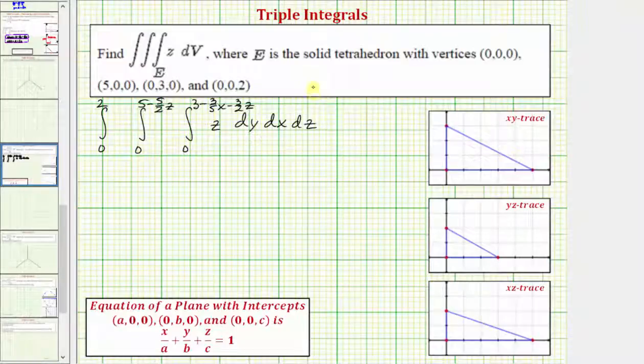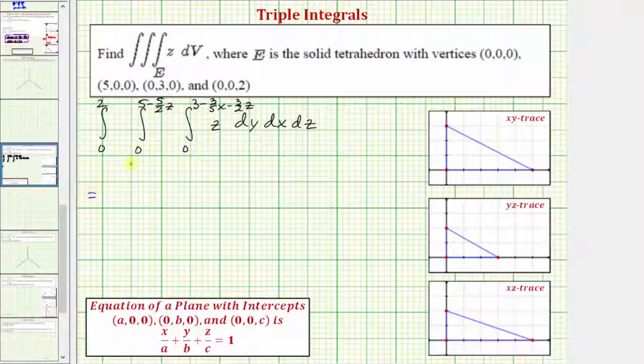Welcome back to part 2 of evaluating this triple integral over the region E, where E is the solid tetrahedron defined by these four vertices. In part 1, we determined the order of integration given by dy, dx, dz, and the corresponding limits of integration. In this part, we want to evaluate this triple integral.